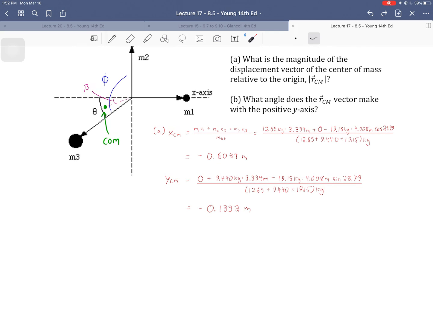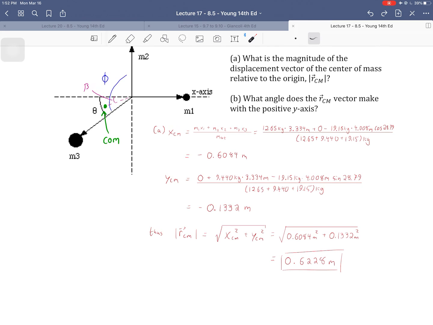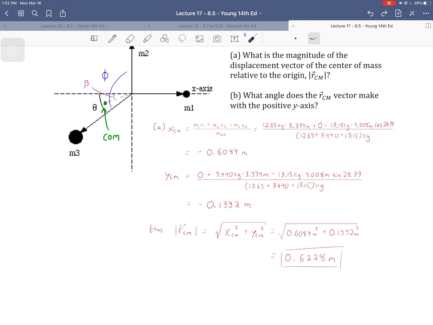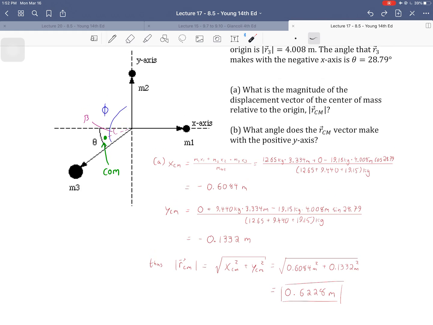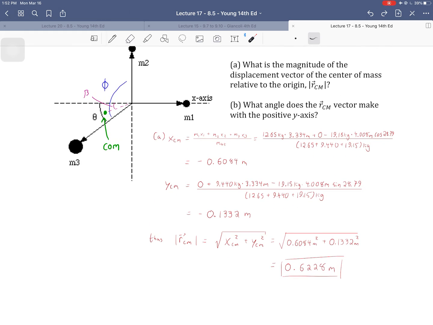In part B, we're asked to take this information and put it into a vector. All right, so we see here that the first thing I do, actually to finish up answering part A, is I find the magnitude of the displacement vector, and I find it to be negative 0.6228 meters. So that would be the length of this vector here, the one that would be going from the origin to our location of center of mass shown in green.